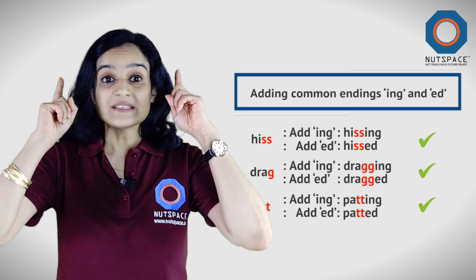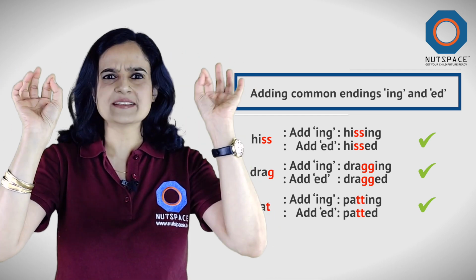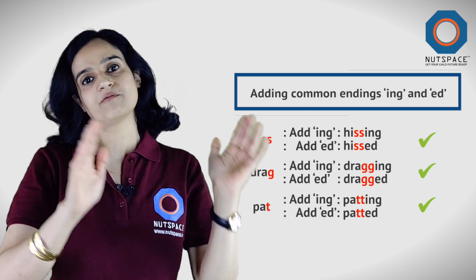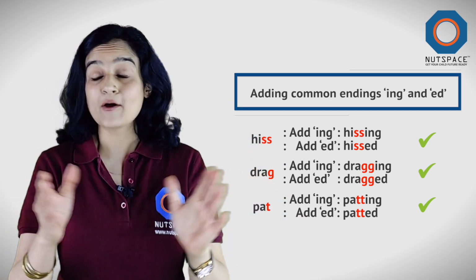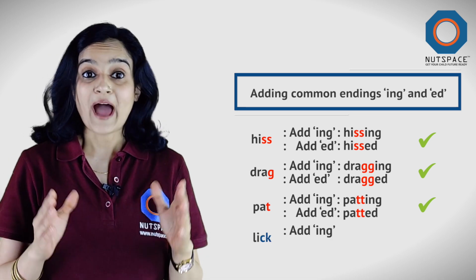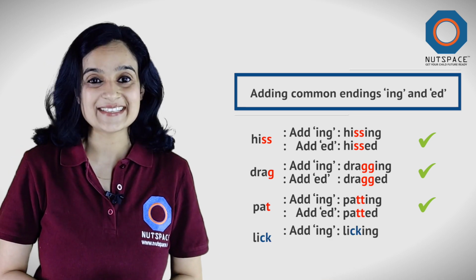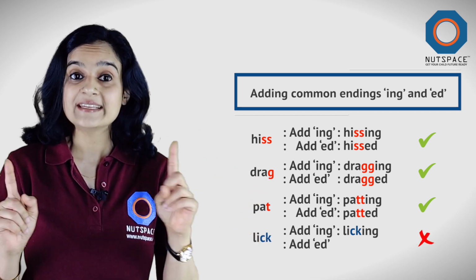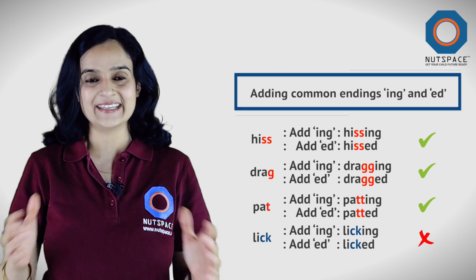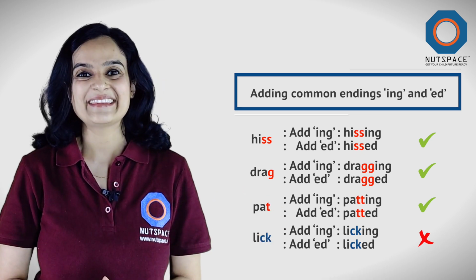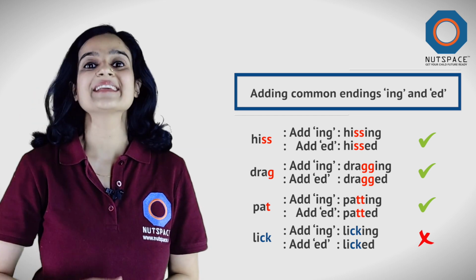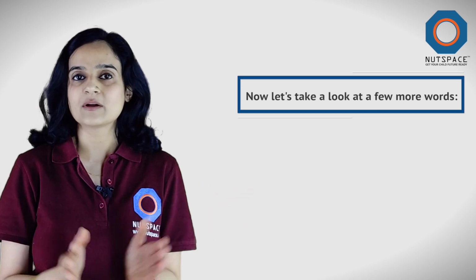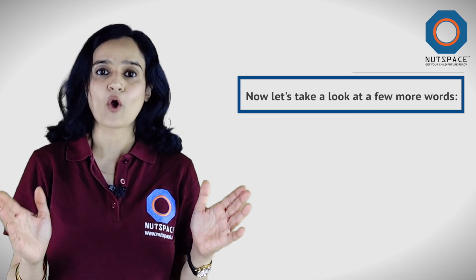Just remember to say all the 4 criteria for the word to fulfill, and that's how you figure out if the word will follow the doubling rule or not. And now let's take the last word, which is lick. When ing is added, it will become L-I-C-K-I-N-G, licking. The doubling rule is not getting applied. When ed is added, it will become L-I-C-K-E-D. Any guesses why? That's right. There were 2 letters after the short vowel, 2 consonants. Yes. Now let's take a look at a few more words just for your practice.